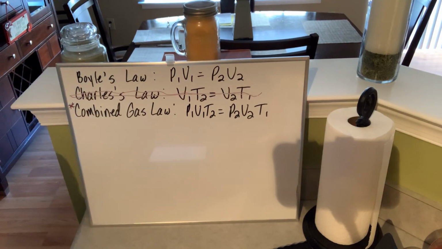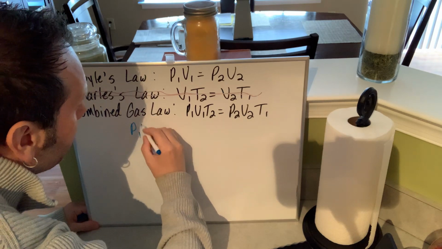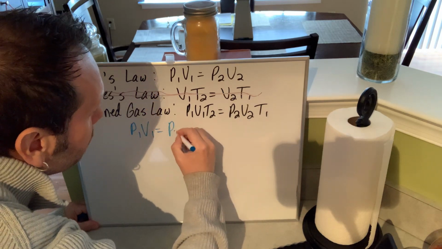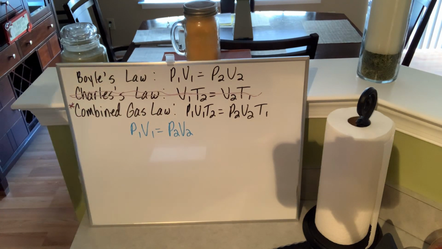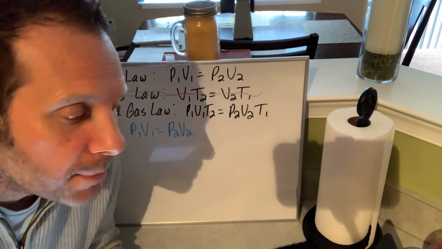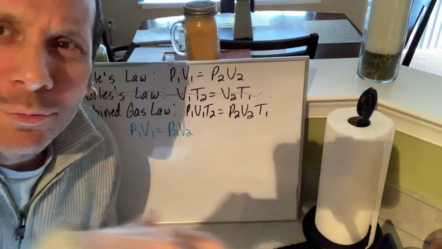All right, so here's what we got. We know we're going to be using Boyle's law. P1V1 is equal to P2V2. Well, let's plug in what we know. Now, it says, what is the pressure in millimeters of mercury? Let's worry about that at the end.